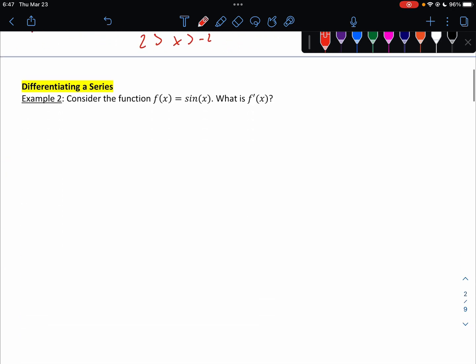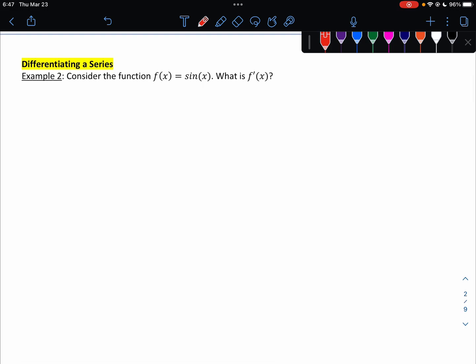Okay, now let's talk about differentiating a series. All right, so the first one here says, let f of x equal sine of x. What is f prime of x? All right, so f prime of x. First, let's start here with what is the series for f of x? That's one of the ones that we talked about recently that we should just know. It'd be a whole lot easier if we just knew it.